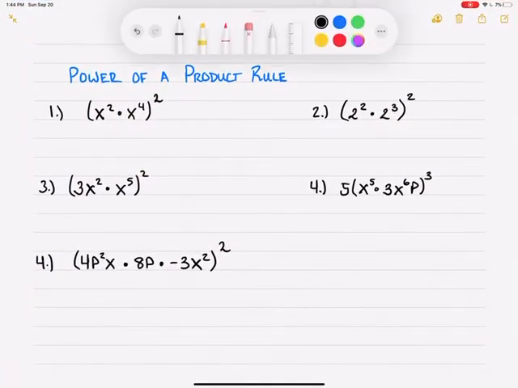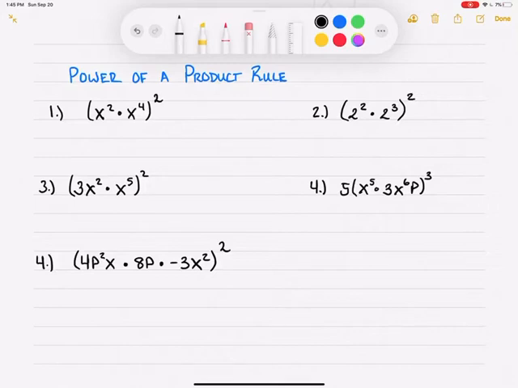Alright guys, today we're going to look at the power of a product rule. The product rule of exponents told us that when we multiply like bases, we add our exponents. And the power rule says that if we have an exponent raised to another power, we have to multiply. So what we're going to do is look at each of these problems.